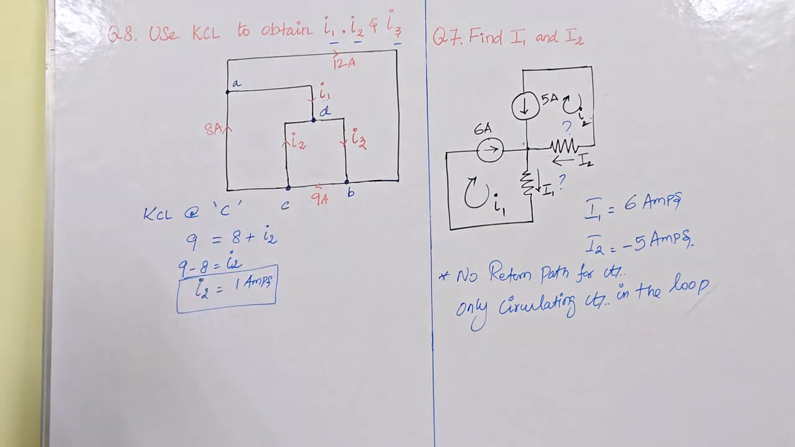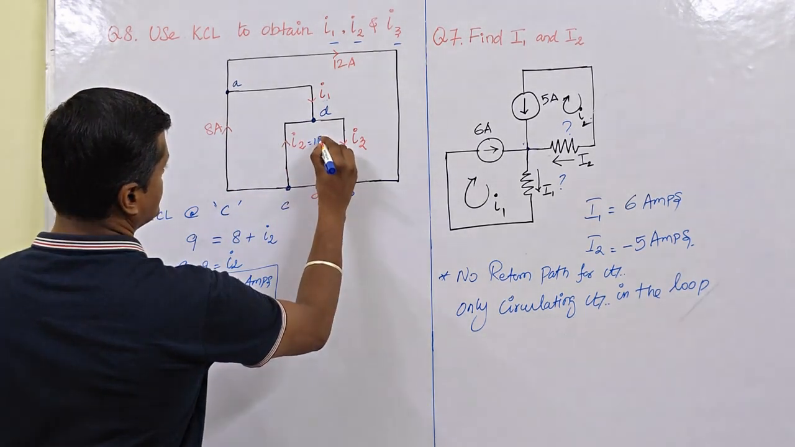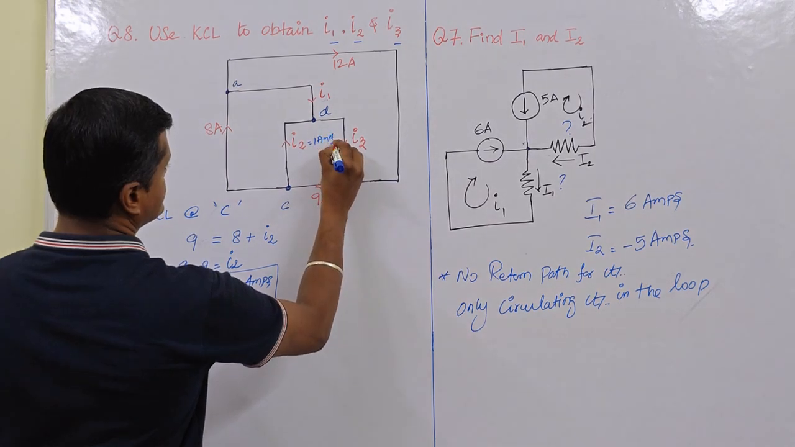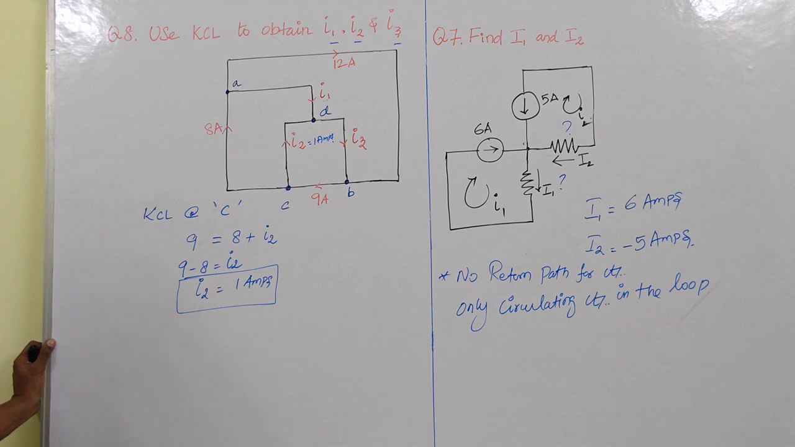The value of I2 is equal to 1 amp. So I find the value of I2 equal to 1 amp. Right. So next you have to find I3.